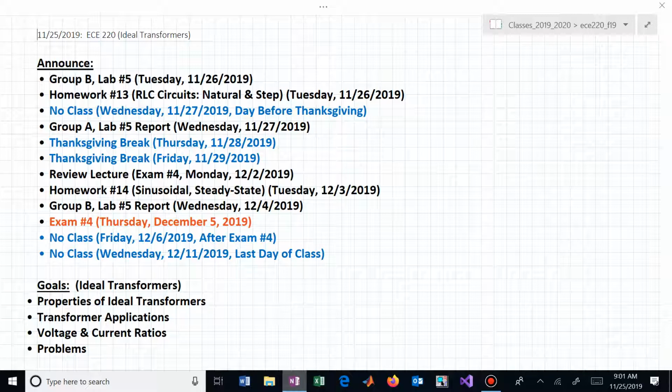Today we're getting into the last new component that we'll be playing with in this class, which is an ideal transformer. It's an extension of what you've learned with inductors and mutual inductance. We just take it to the extreme and have our inductances go to infinity, and we have a strong coupling in the magnetic core, and that gives us some properties of an ideal transformer that we will talk about, then some applications, and then we'll get into the details of how we can analyze circuits that involve transformers.